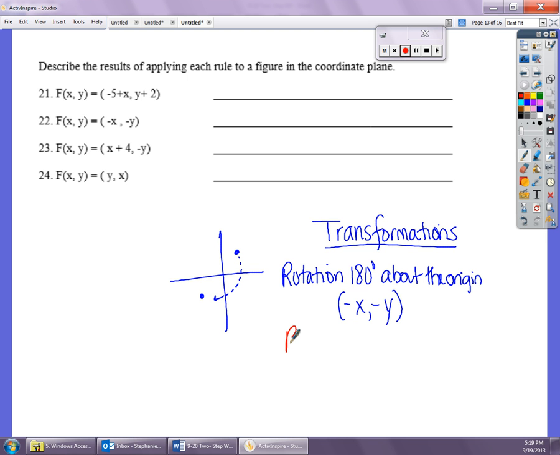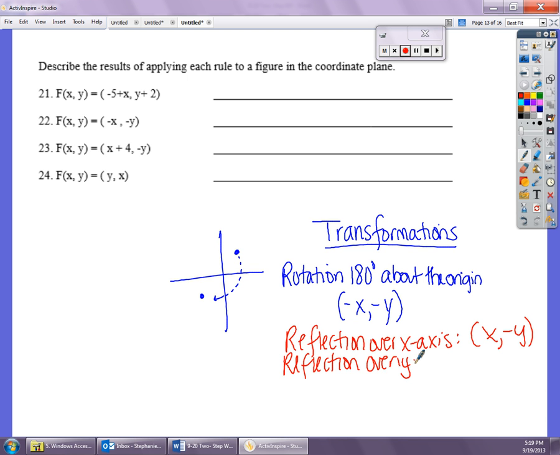Next you have your two reflections. Reflection over the x-axis, where x stays the same and y changes. And then you have reflection over the y-axis, where x changes and y stays the same.